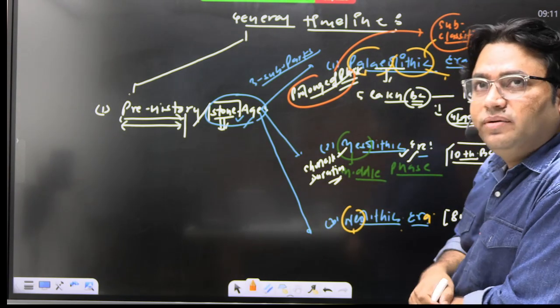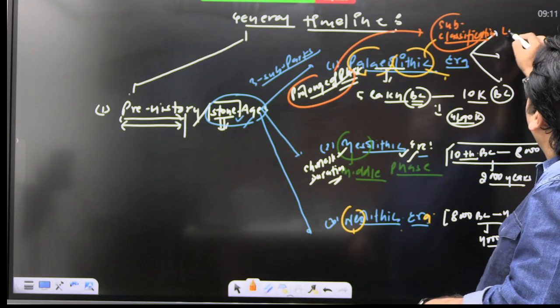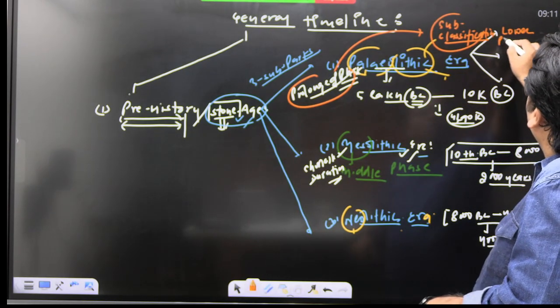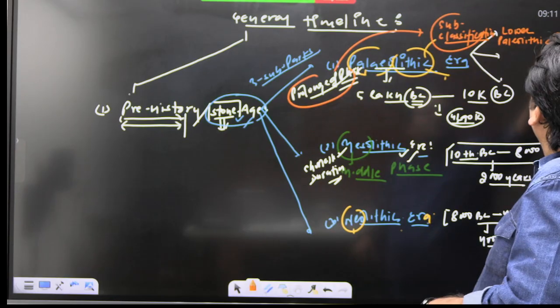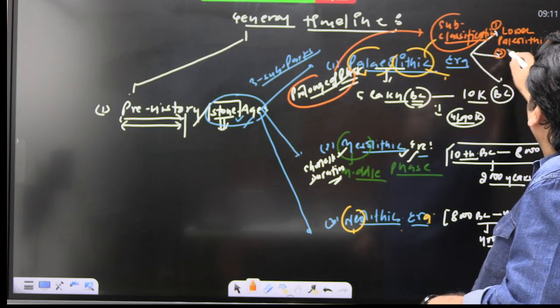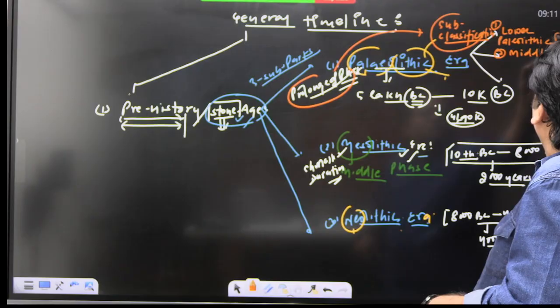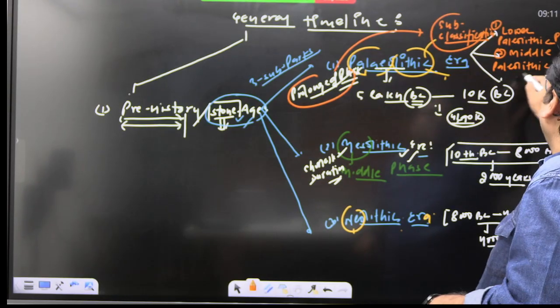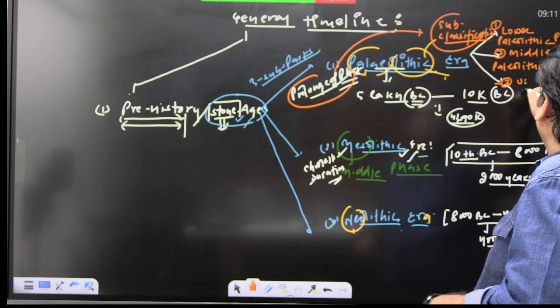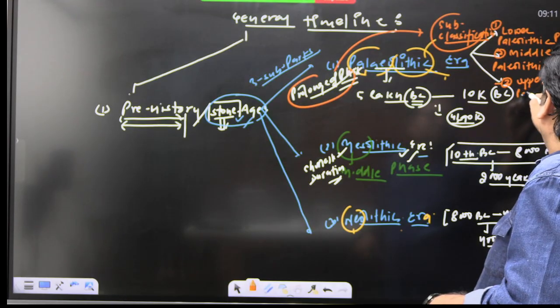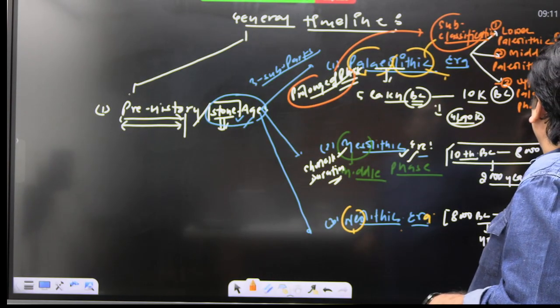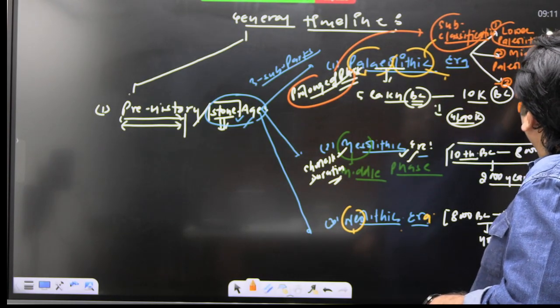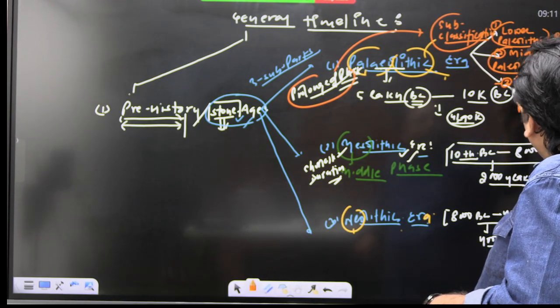And now what is the word here? So this is Lower Paleolithic phase. The second is Middle Paleolithic phase. The third is Upper Paleolithic phase. Here you don't need to know the dates, okay, but you must know the divisions.